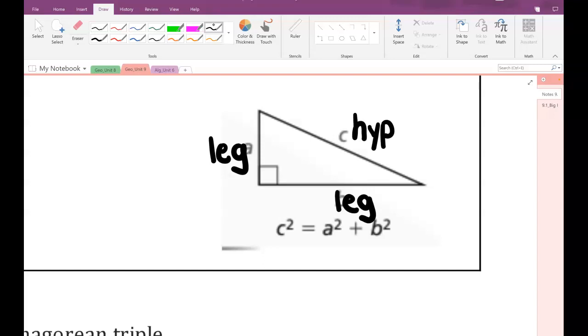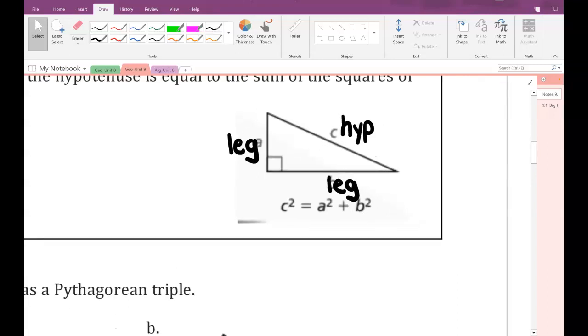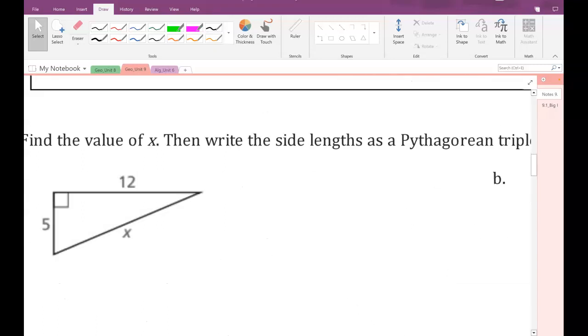The hypotenuse is always the longest side of a right triangle. It's also always the side opposite of the right angle. When we say opposite side, we look from the angle, we go across the interior of our triangle till we get to our hypotenuse. This is really just plugging in numbers, and we're going to have to solve for x. So I'm going to go straight into this first example here.